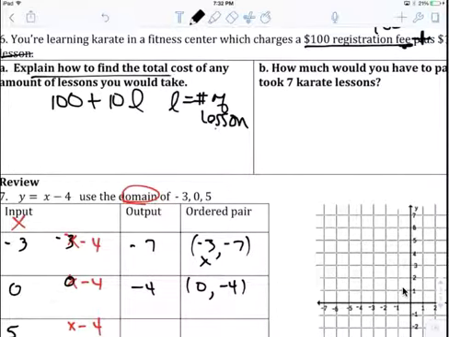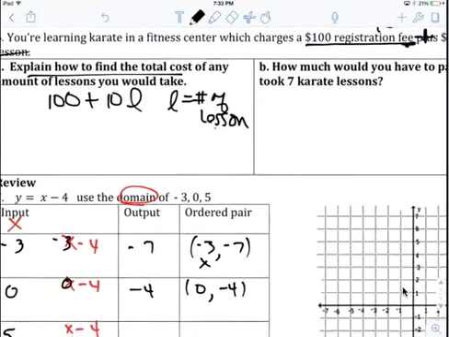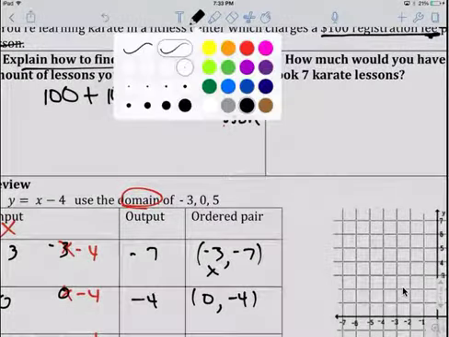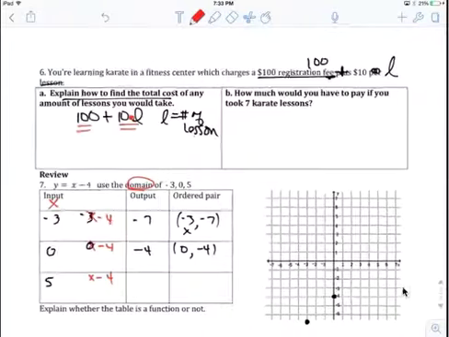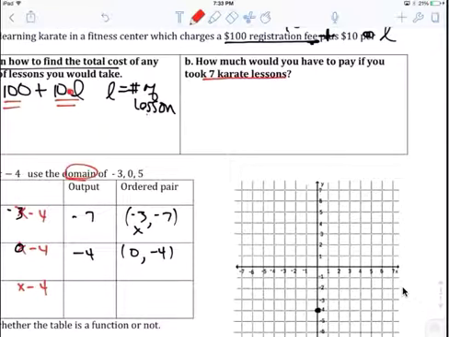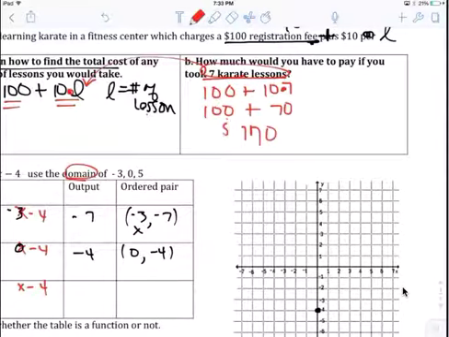Okay, explain how to find the total cost and the amount of lessons you would take. So you would do 10 times L, the number of lessons, then add it to 100. So if you take 7 karate lessons, you do 100 plus 10 times the number of lessons. In place of L you put 7, so you get 70. 100 plus 70 is $170 for 7 lessons. Okay?